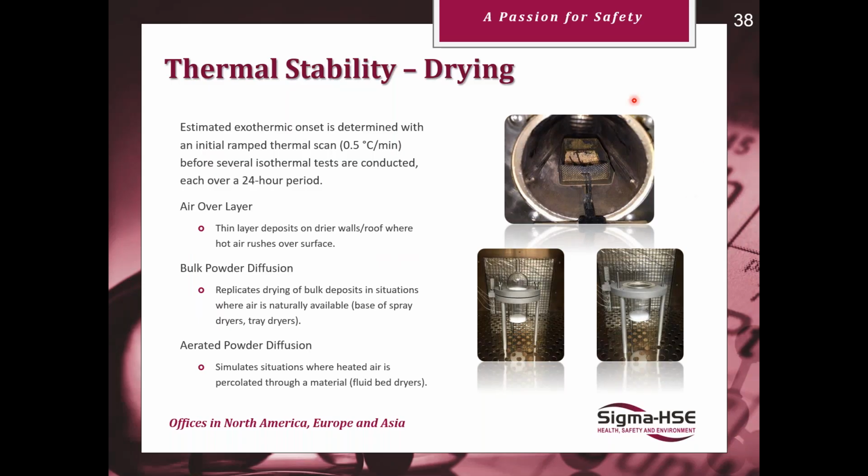So at the top, we have the air over layer test, simulating thin layer deposits on dryer walls and roofs. We have the bulk powder diffusion test, which replicates drying in spray dryers and tray dryers. And then we have the aerated powder diffusion cell, which simulates situations where heated air is percolated through a material, so like fluid bed dryers. So the air over layer typically has a 20 degree safety factor, and the powder diffusion cells have a bigger safety factor of 50 degrees, but still quite accurate.